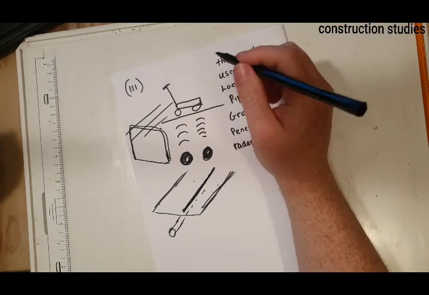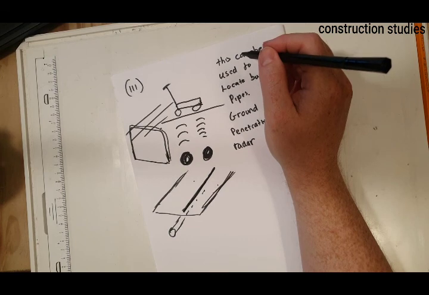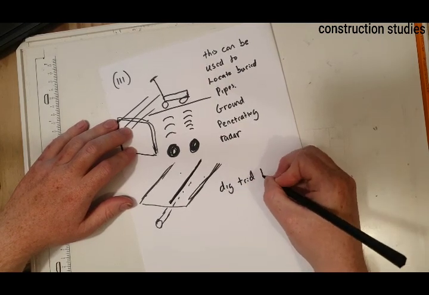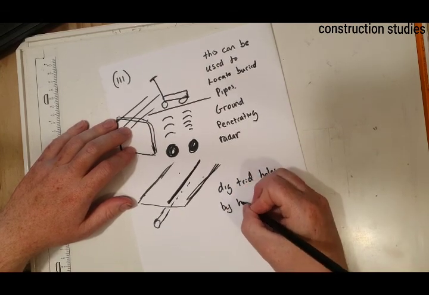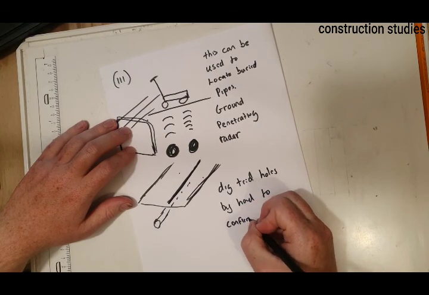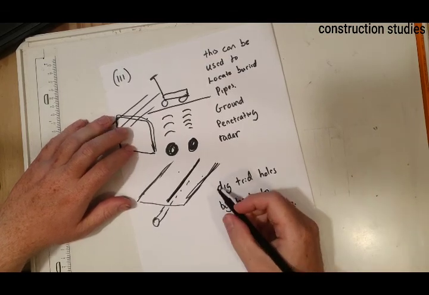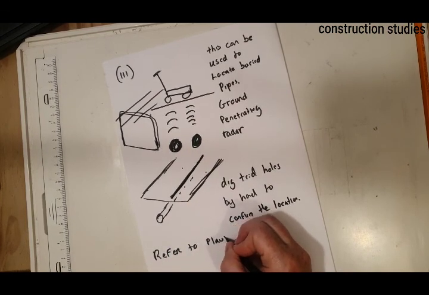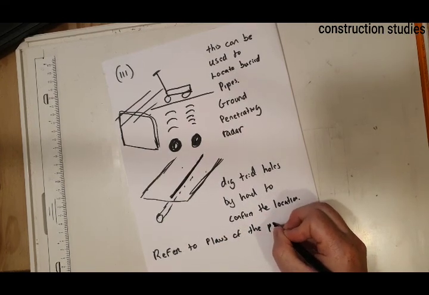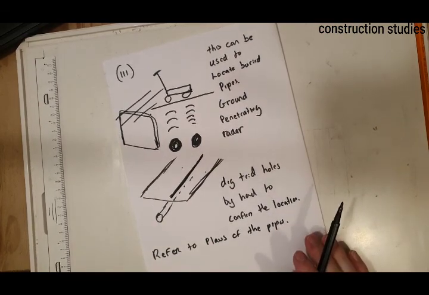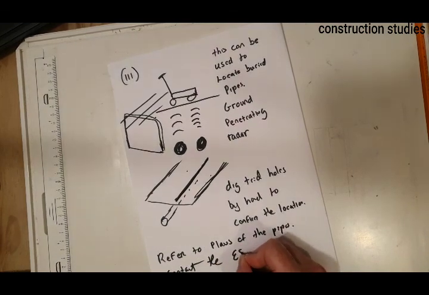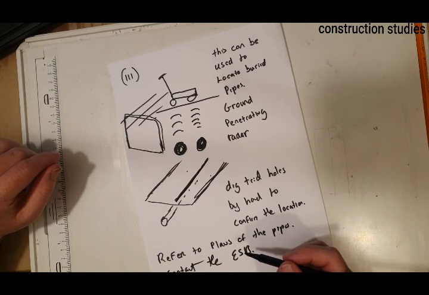Now, locate pipes using, yep, dig trial holes by hand to confirm the location, and obviously you would refer to plans of the pipes as they would be on maps, and you could contact the ESB or whoever the supplier is, just to double check that.